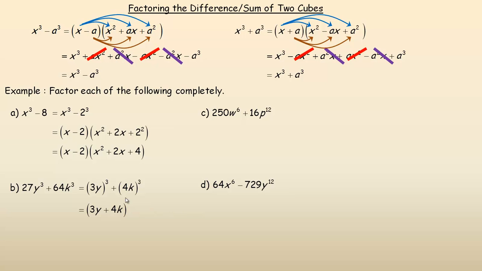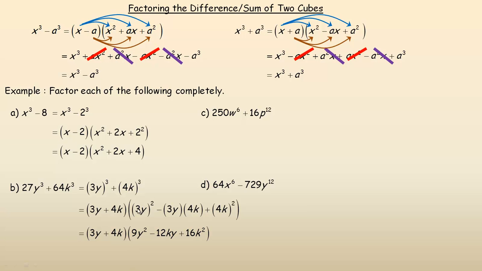And then in the trinomial, we'll start with this squared, end with this squared, and then minus the product of them in the middle. So 3y squared minus the product of the 3y and the 4k plus the 4k squared in the end. So that's really the x squared minus ax plus a squared trinomial. So we would want to simplify this trinomial. So we'll leave the 3y plus 4k alone.